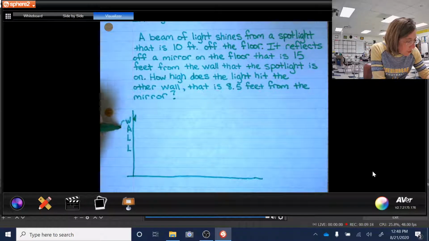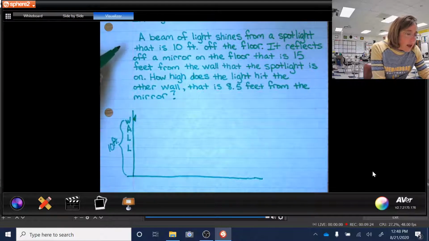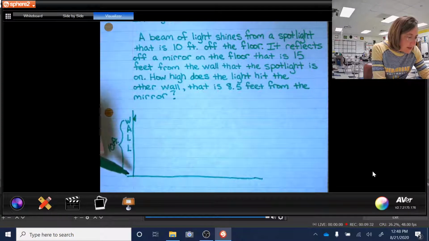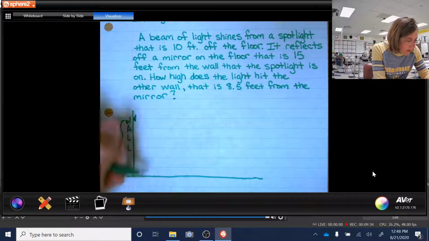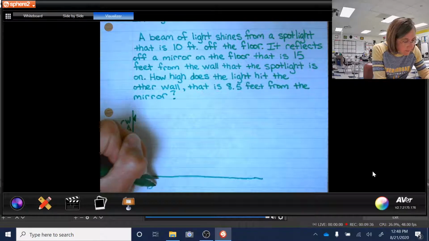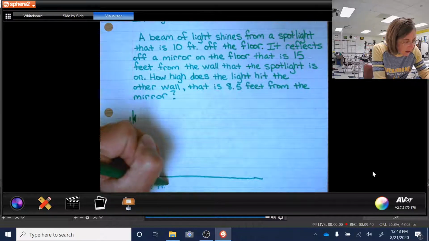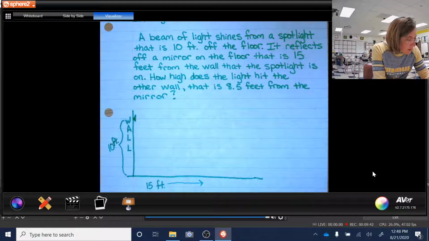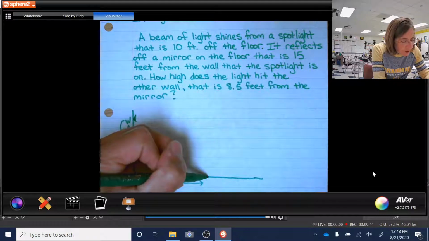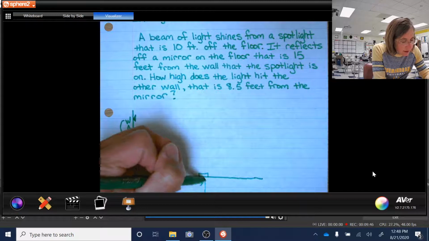So I'm going to draw a bracket over here. That's 10 feet. Now it's going to shine on the floor, and it's going to hit a mirror on the floor that's 15 feet from the wall that the spotlight is attached to. Okay, so if I go 15 feet over, so from here to, we'll say that's 15 feet. Here's where the mirror is, okay? So that right there is the mirror.